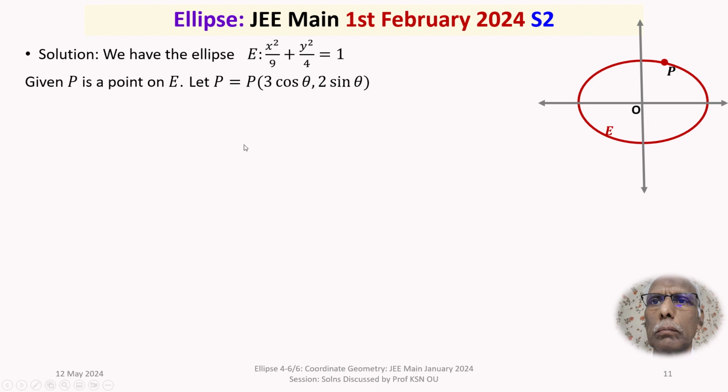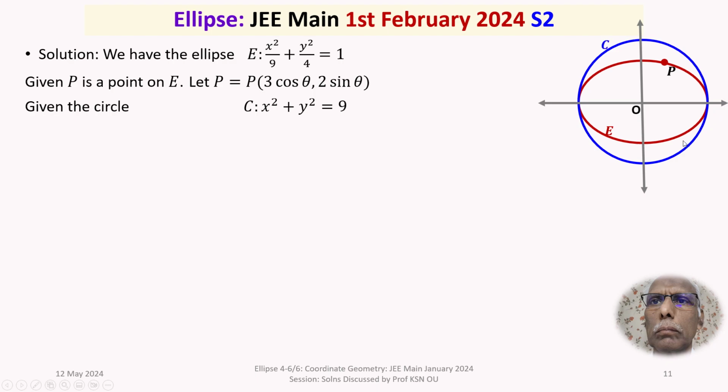We are given the circle C, x square plus y square is equal to 9. It is a circle with center at the origin and radius 3. So the circle is like this. The ellipse is entirely contained in the circle. What is given?